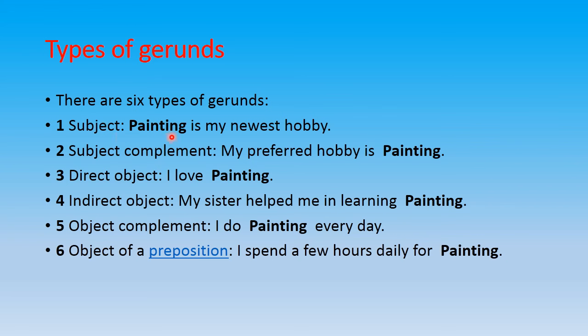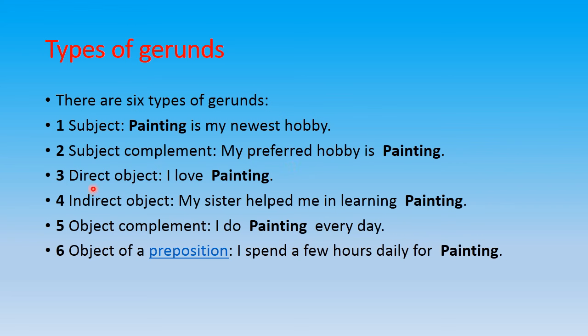Let's look at this example. Painting is my newest hobby. Here in this sentence you can see that painting is the subject of this sentence, so here painting is used as a gerund. Now how is it used as a subject complement? Let's see this example. My preferred hobby is painting. Now you can see that here painting is modifying the subject of this sentence, that is my preferred hobby.